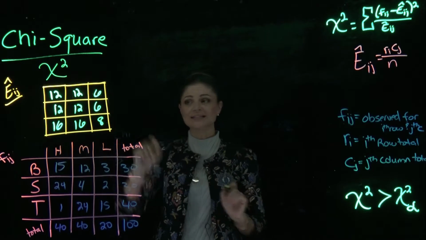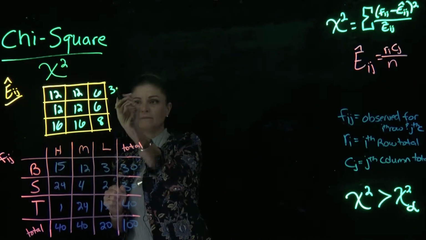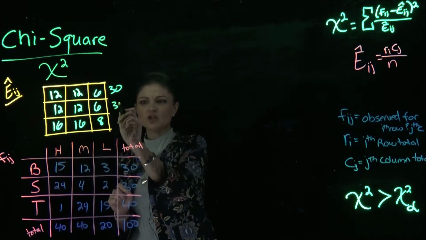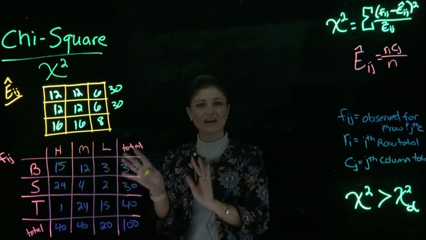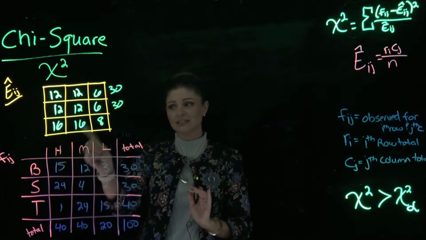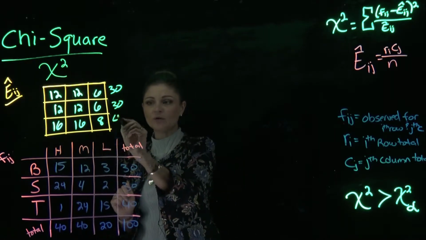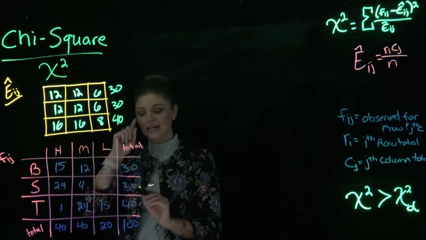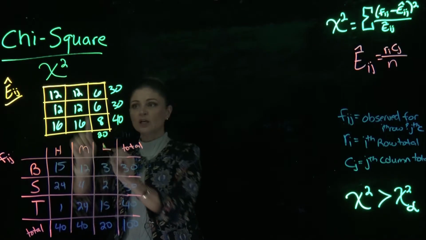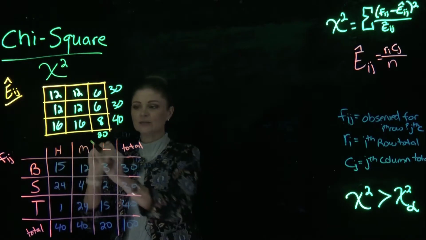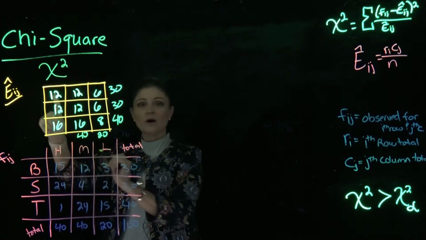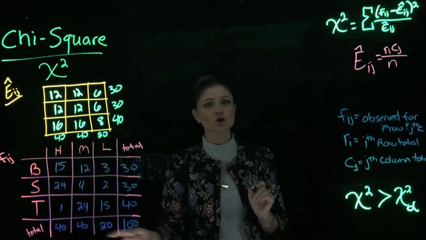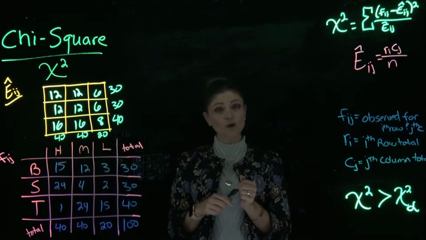12 plus 12 plus 6 is going to be 30, and it's going to match that. So this is a nice double check to make sure we have everything in order. 16 plus 16 plus 8 is going to be 40, and we can do the same thing on the bottom. 6 plus 6 plus 8 is going to be 20. 12 plus 12 plus 16 is going to be 40. And we're just going to double check and make sure our totals are the same. So we're in good shape.